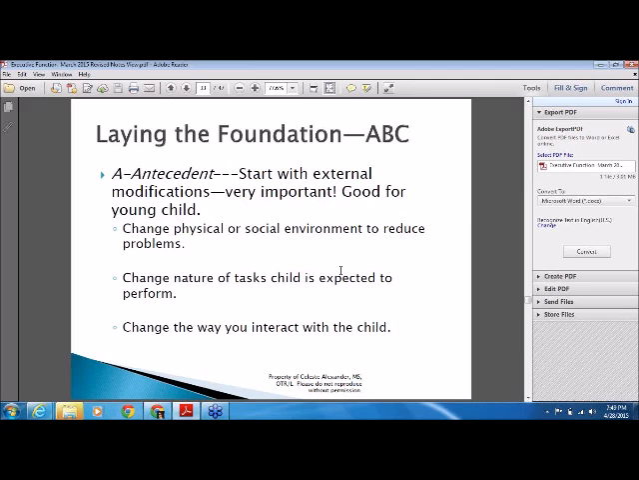So the things to remember are change the physical or social environment to reduce problems. Okay. If you know that being in a certain place in the school is going to set things off or cause a problem, don't take them there in terms of OT. And I know that that's difficult in the classroom, but somehow we have to figure out strategies to help modify the environment when needed. Okay, so again, they talk about changing the nature of the task, and then the way that you interact with the child is important too as well.